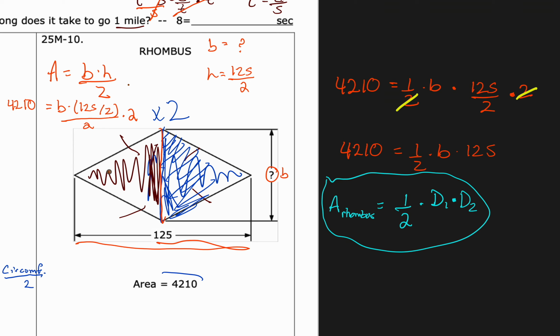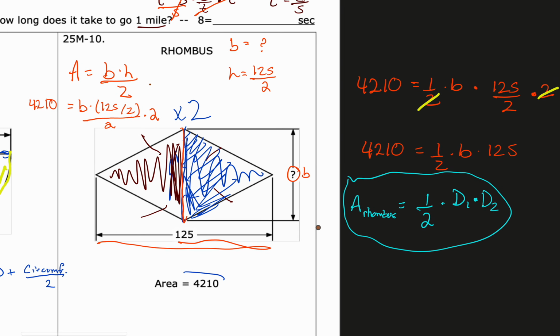And because of the symmetry of a rhombus, we're going to double that, and that's going to give us twice the height. So that's going to give us back 125. Putting this together, the area of a rhombus, another way to calculate it is 1/2 the diagonal 1 times diagonal 2. In this case, one of the diagonals is 125, and the other diagonal is the side in question.